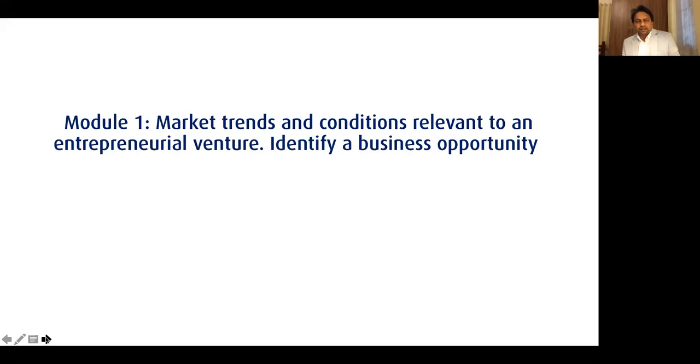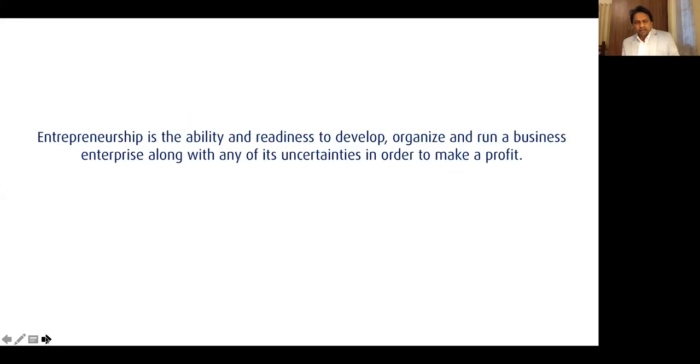Right. So that's the first module that we want to do, talking about market trends relevant to the entrepreneurial venture, and how you identify an opportunity. One of the most important things is to understand what entrepreneurship is altogether, why anybody would need to do something of this kind, and what it would take. This is a very interesting definition which talks about the ability and readiness to develop, organize, and run a business enterprise, along with all its uncertainties, in order to make profit.